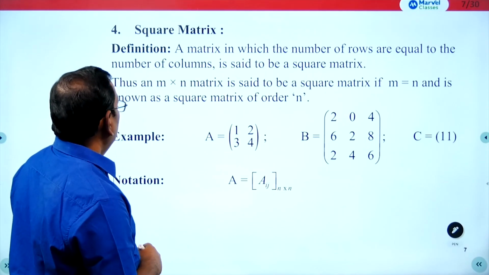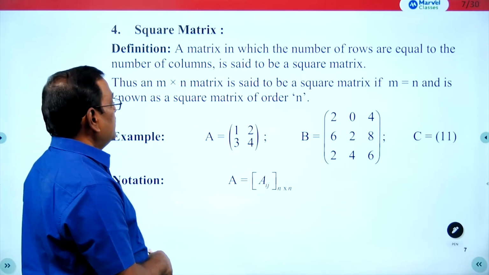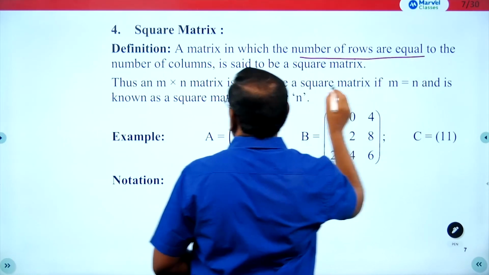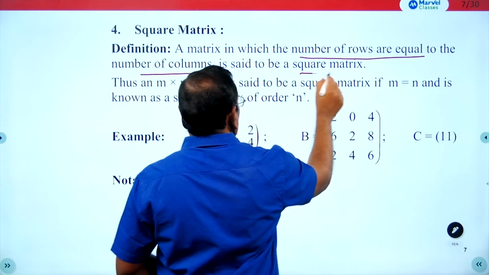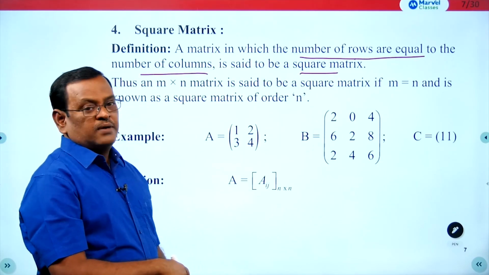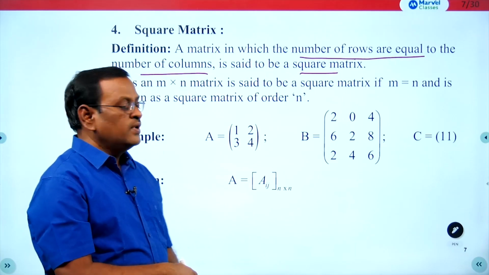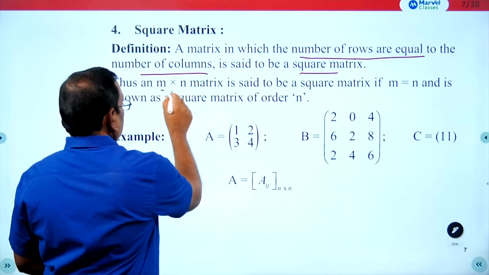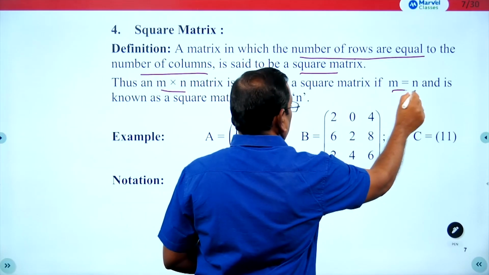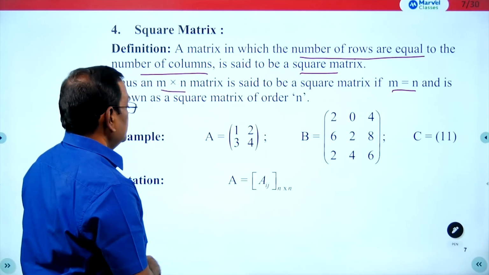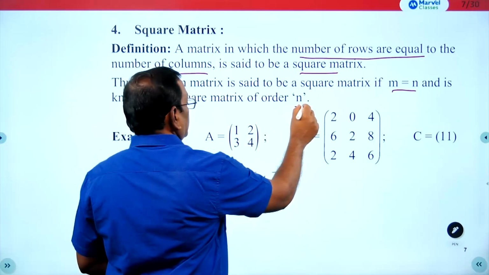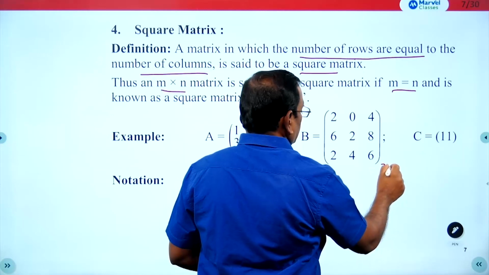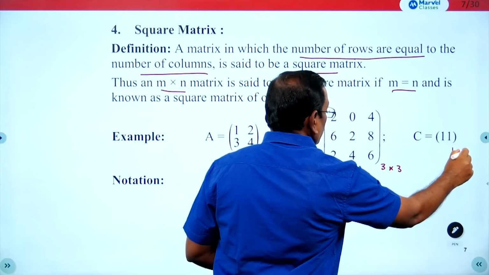And a fourth type, square matrix. A matrix in which the number of rows is equal to the number of columns is said to be a square matrix. That is, same number of rows and columns. An m by n matrix is said to be a square matrix only when m equals n, and is denoted as a square matrix of order n. So here 2 rows and 2 columns, 3 rows and 3 columns, 1 row and 1 column.